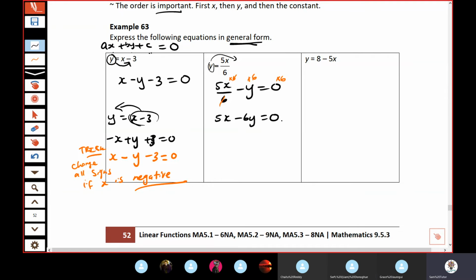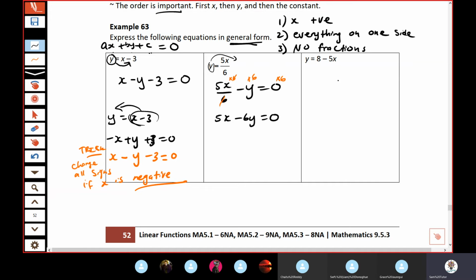beautiful, done. That's it. These ones are not meant to be too hard if you follow that 1, 2, 3 step. 1, x positive. 2, everything on one side. 3, what did I say? No fractions. All right, let's try it one more time.